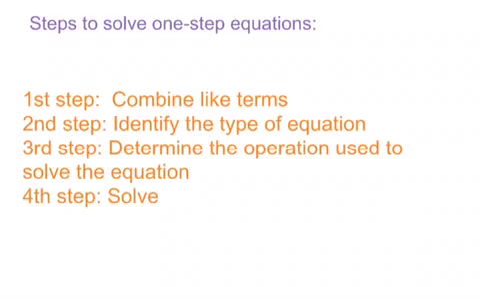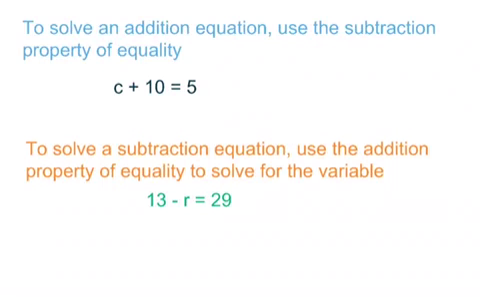All right, so to solve one-step addition or subtraction equations, you first have to combine like terms on the left side, combine like terms on the right side, okay? Sometimes it's already done for you, so you don't need to do that, so that's just a temporary first step. The second step is to identify the type of equation it is, and then the third step is to determine the operation used to solve the equation, and the final step, obviously, is to solve it. So we're going to do a few of those together.